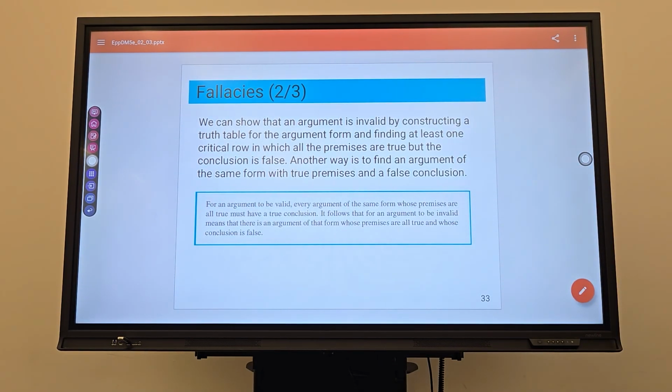We can show that an argument is invalid by constructing a truth table and finding at least one critical row in which all the premises are true, but the conclusion is false. That was what we covered earlier. Another way is to find an argument of the same form with true premises and a false conclusion. We went over this earlier. For an argument to be valid, every argument of the same form whose premises are all true must have a true conclusion. It follows that for an argument to be invalid means that there is an argument of that form whose premises are all true and whose conclusion is false.